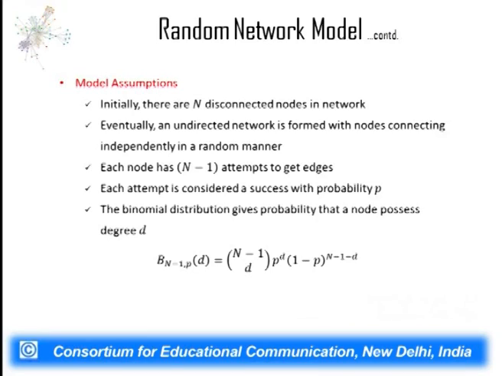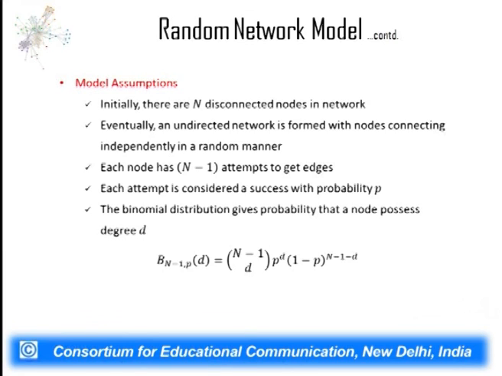Now, before studying the random graph, how it works, and what its properties and constraints are, we need to know the assumptions. Here there are n disconnected nodes in the network. We start like that: no nodes are connected to each other initially, at stage 0. Then an undirected graph is formed with nodes connecting independently in a random manner.